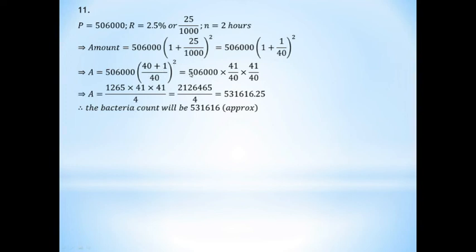See the next step: 5,06,000 into 40 plus 1 is 41, okay? 41 by 40 into 41 by 40. Then after simplifying this, you will get 5,31,616.25. Since the number of bacteria cannot be put as a decimal, the digits after the decimal point will be removed, and instead of that we'll write approximately here.